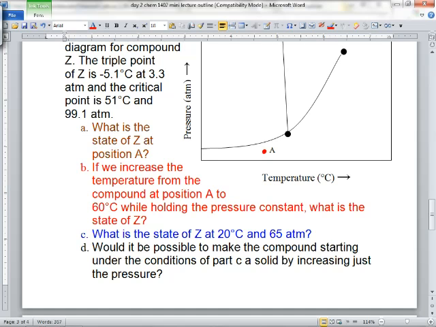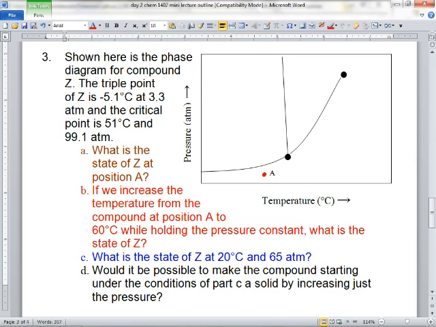Okay. This shown here is a phase diagram for some compound they call Z. The triple point is negative 5.1 at 3.3. The critical point is 51 at 99.1. Okay. What's the state of Z at A? Daisy, what's the state at that A? She's gas. Everybody agree? Yeah, remember you have solid, liquid, gas. Okay. If we increase the temperature from the compound at position A to 60, we got to put in some numbers, right?